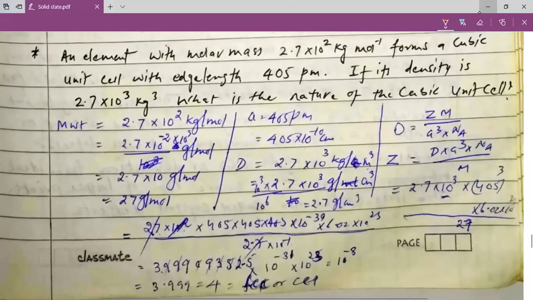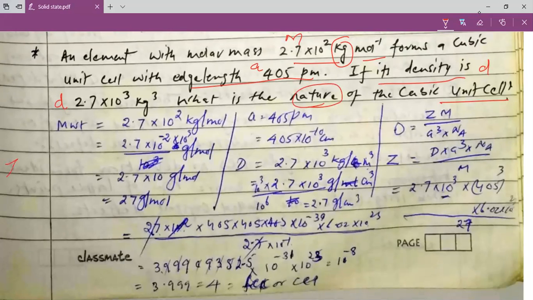An element with molar mass M, given in kg per mole, forms a cubic unit cell with edge length a. M is given, a is given. If its density is also given, what is the nature of the cubic unit cell? That means how can you find out the nature? You can find out the nature by using Z. If Z is equal to 1, it is primitive. If it is 2, then it is body centered. If it is 4, then it is face centered cubic cell.